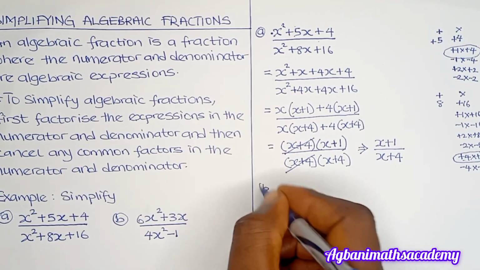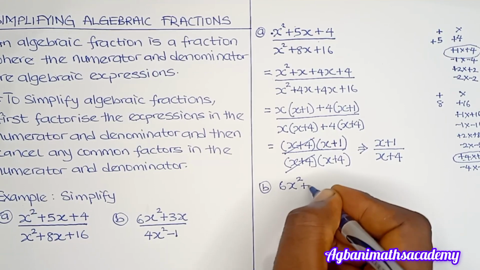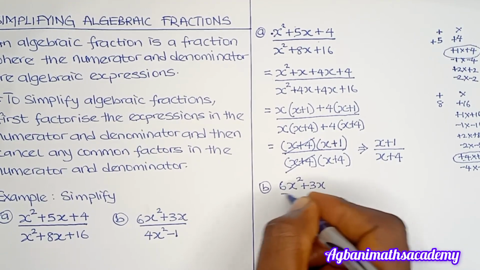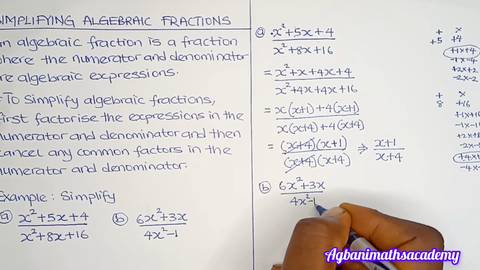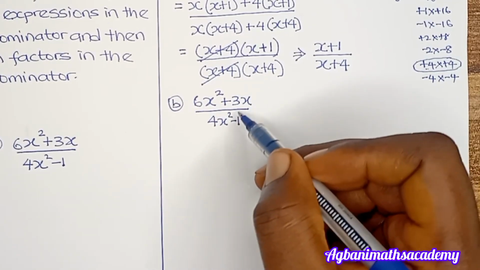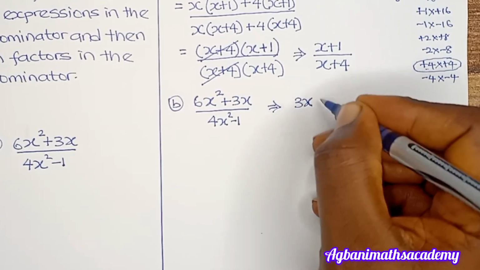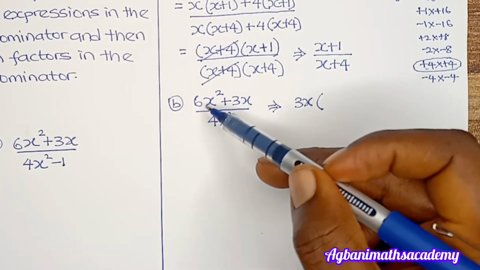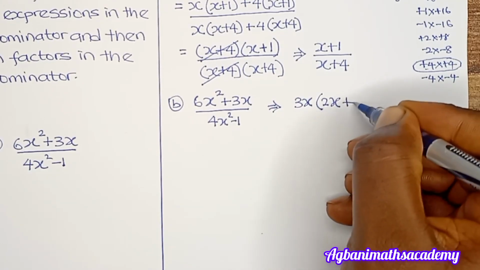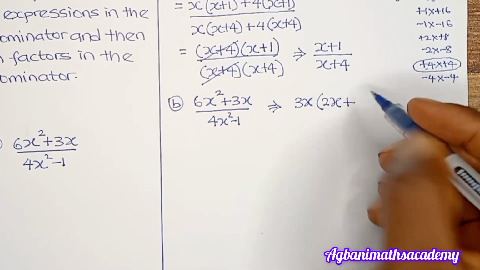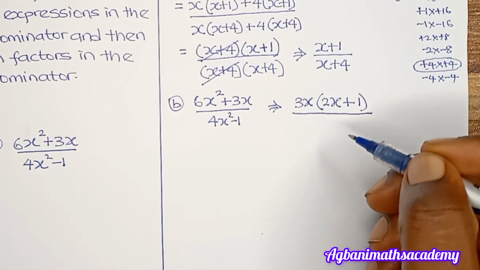B, we have 6x squared plus 3x all over 4x squared minus 1. So factorizing the numerator, what is common? We have 3x. So we have 3x parentheses 6x squared divided by 3x is going to give us 2x plus 3x divided by 3x is going to give us 1. So we factorize that. But let's look at the denominator.